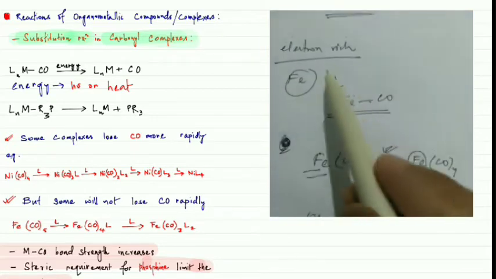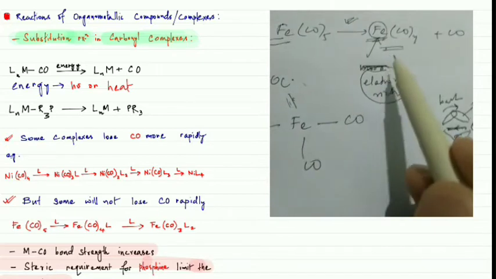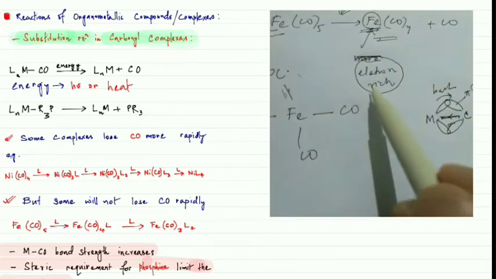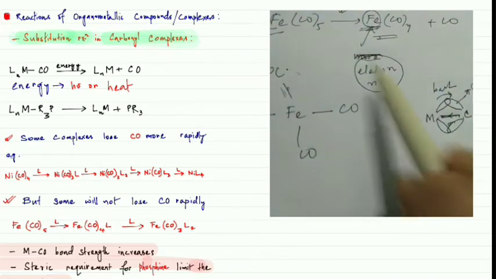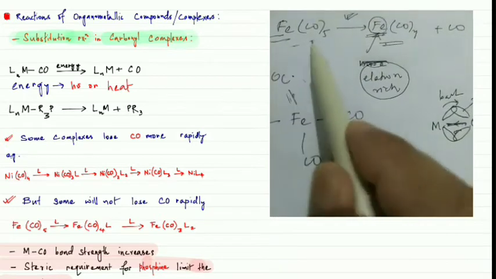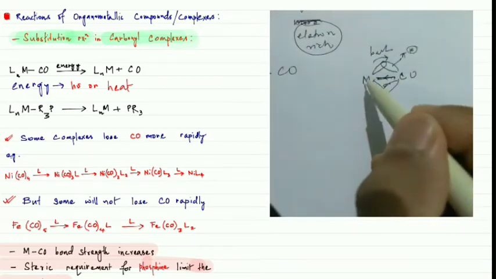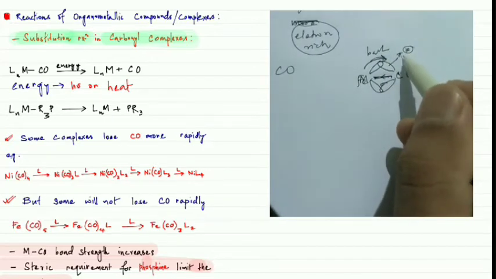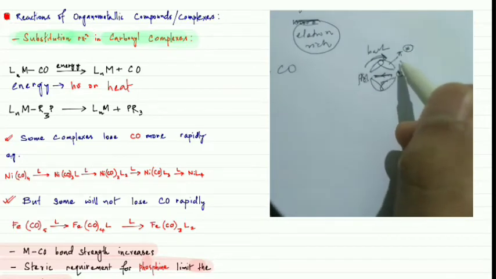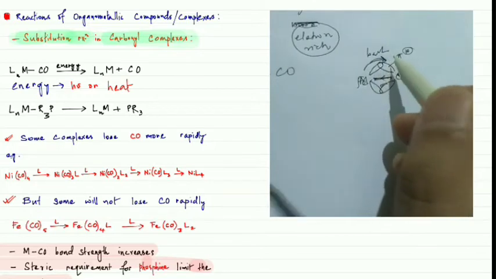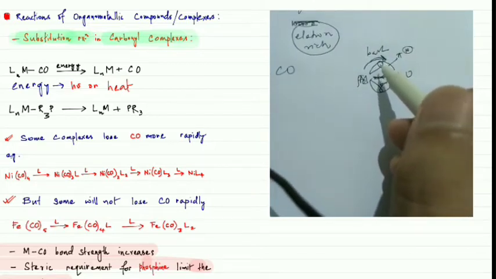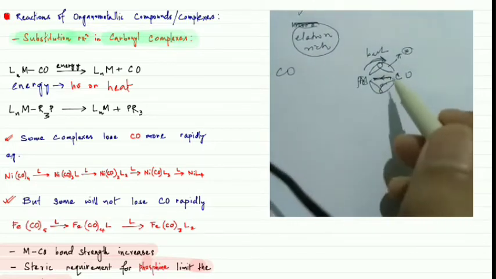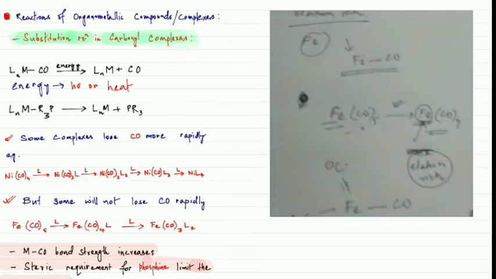When the iron becomes more electron rich, then what is going to happen? This iron can donate more to the pi star anti-bonding molecular orbital. That means the extent of back bonding will be higher, and that means this bond becomes stronger.